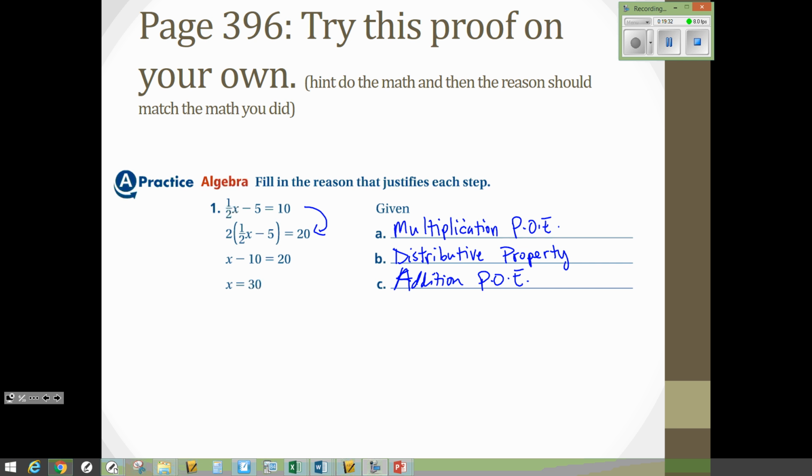And then to go from this line to this line, we multiplied both sides by 2. So we used the multiplication property of equality. And then to go from here to here, we distributed the 2 to our parentheses. So we used the distributive property. And then to go from our third line to our last line, we added 10. So we used the addition property of equality. So you're always justifying how you got from the line above to the current line that you're on.